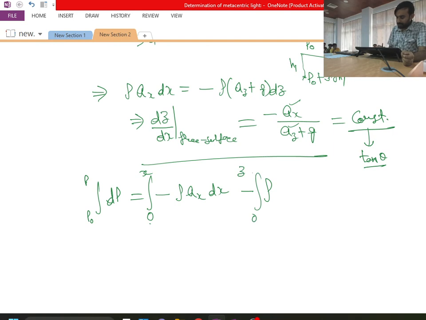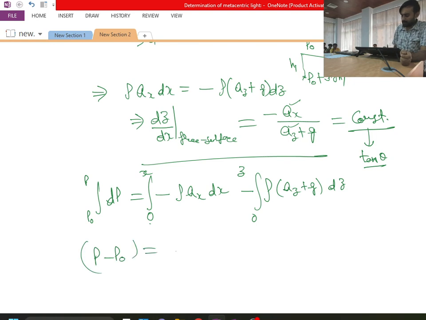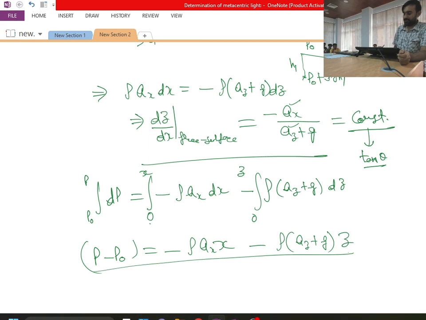Integral 0 to z rho times az plus g into dz. So this will be P minus P naught equal to minus rho ax, which is constant, into x, minus rho times az plus g, which is constant, into z. So by just knowing x and z, the location of any fluid element at any point within the fluid with reference to the origin, by considering P naught pressure at the origin, you can determine the value of pressure. Is this one clear? Anyone is having any doubt with this?